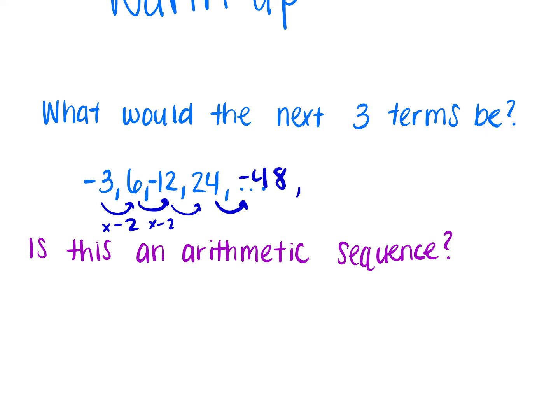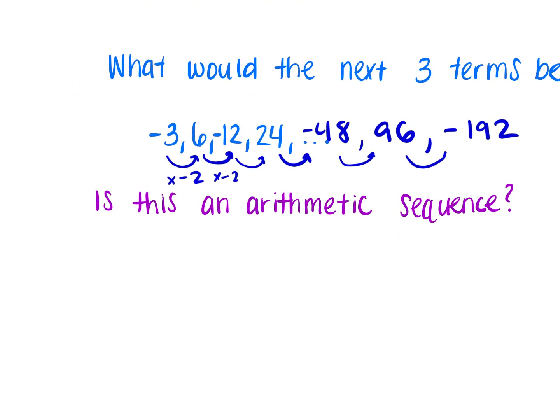-48. Quincy, what would be after that? 96. And what would be next? -192. Perfect. Awesome. So we just multiply by -2 each time to get the next, the next, the next. Is this an arithmetic sequence?